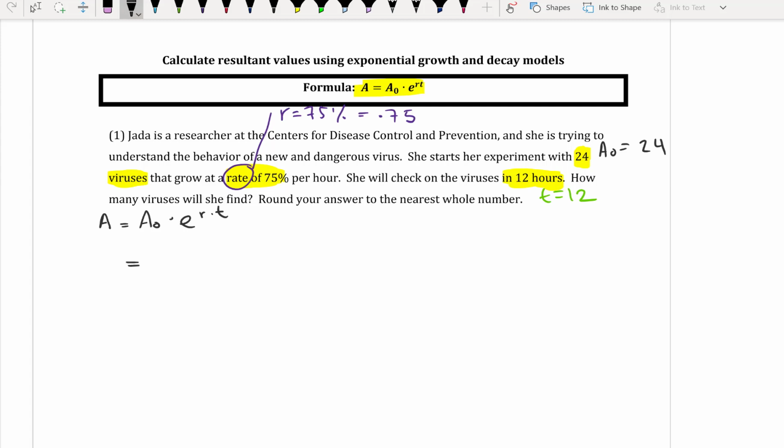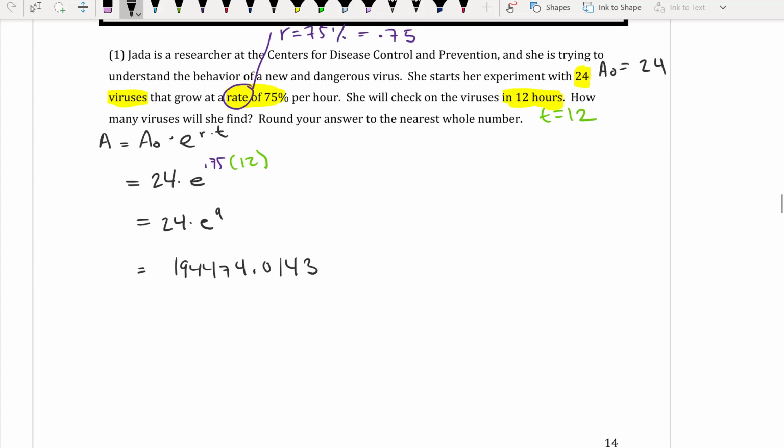Well, if my initial amount is 24, and my rate value is 0.75, and my t value is equal to 12, well, 0.75 times 12 is equal to 9. So 24 times e to the 9th power is going to give me 194,474.0143. If I'm rounding to the nearest whole number, this would be my nearest whole number.